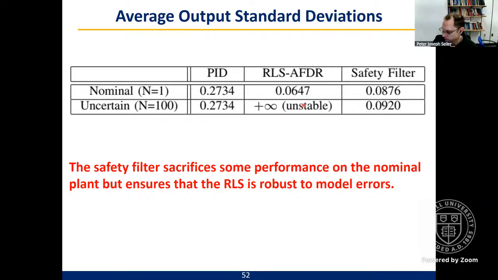This is maybe just kind of summarizing some of those results. The basic idea is when we add the safety filter, the performance on the nominal model is close to the performance without the safety filter, much better than the PID controller. When we run this on certain plants, we now remain stable as opposed to the case without the safety filter, and we're still doing much better than the PID controller. So we're slightly sacrificing some performance. The variance here is slightly larger than without our safety filter, but we're making sure that we're robust to model errors.